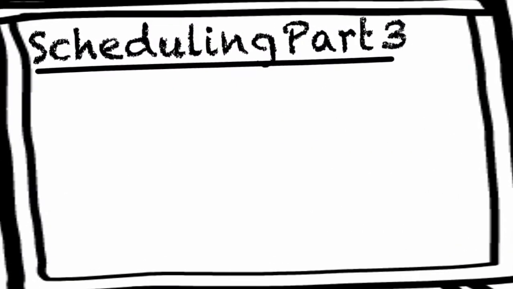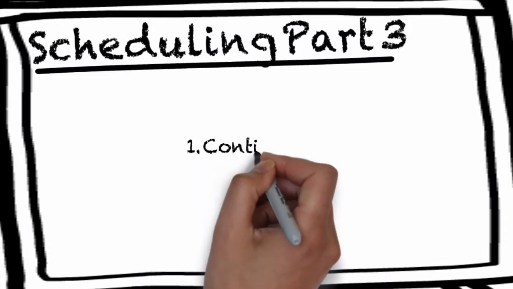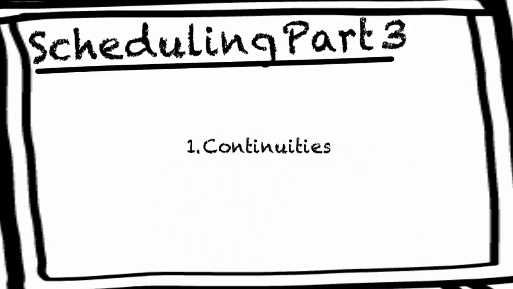In this video, we will be learning how to use continuities in our products. When defining event structure for a product, you may find that you need the same or different resources for specific events. This can be done through continuities.